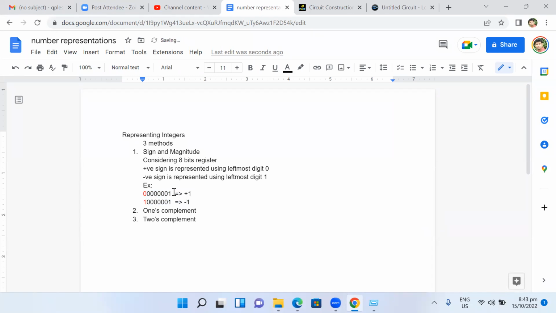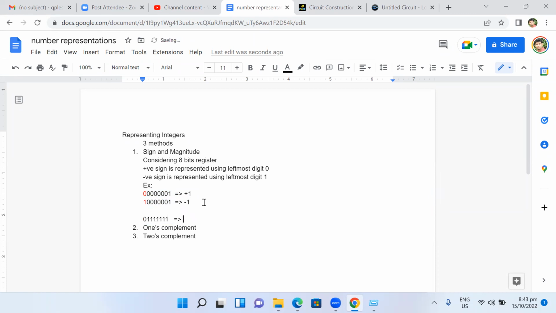Actually, this is how you represent the magnitude. This is how you represent the magnitude part. This way, you can represent different values. So what is the value of this? Can you tell? 0, 1, 1, 1, 1, 1, 1, 1. So what is this value?